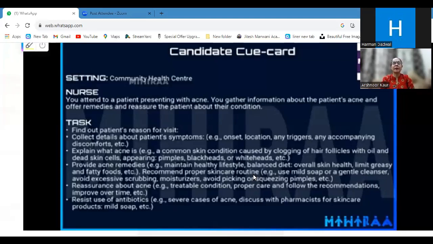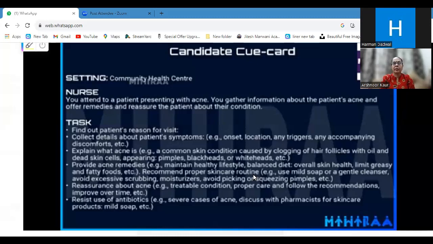Then the second part is information gathering. As we've gone with that, the onset, the location, any triggers and accompanying discomforts. So this was the information gathering part. Third part is information giving. Information giving means you are giving the solution to the patient. It may be some direct measures, some medicines, treatment, or it may be some procedures. It may be that you are giving some remedies, as in the case where they have given a piece of advice to the patient to get relief from the pimples.